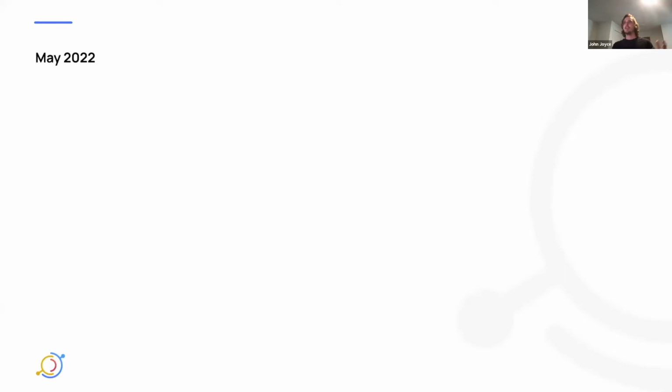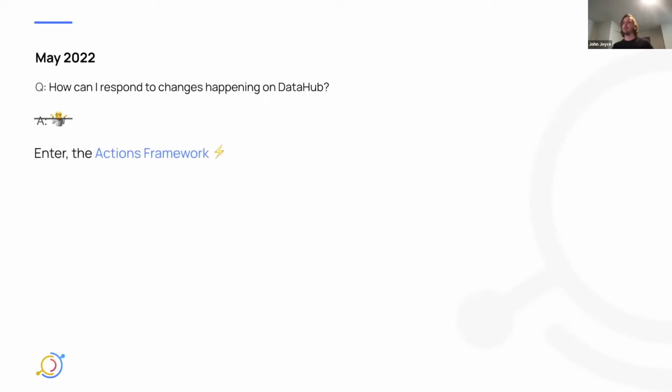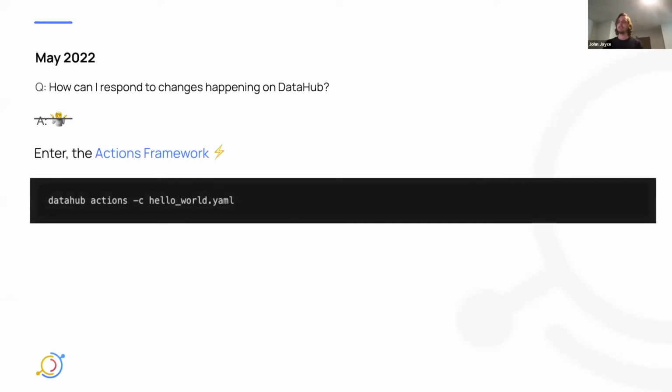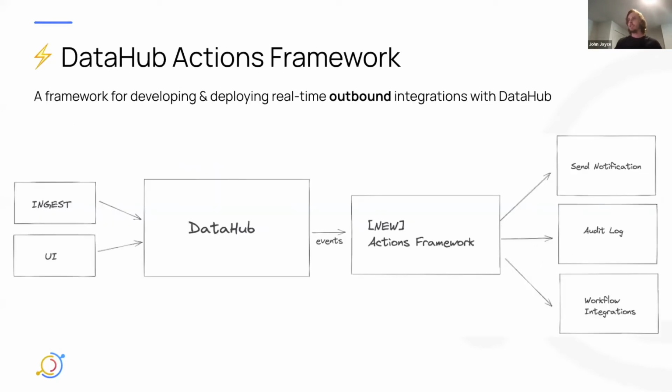All of this so that starting in May 2022, we can respond to this question of how do I respond to changes happening on DataHub, not with a shrug, but instead with a framework. And so we've built the Actions Framework, which allows you to take action when things happen on DataHub using a simple CLI command, datahub actions. So what is it? Well, in a sentence, it's a framework for developing and deploying real-time outbound integrations with DataHub.